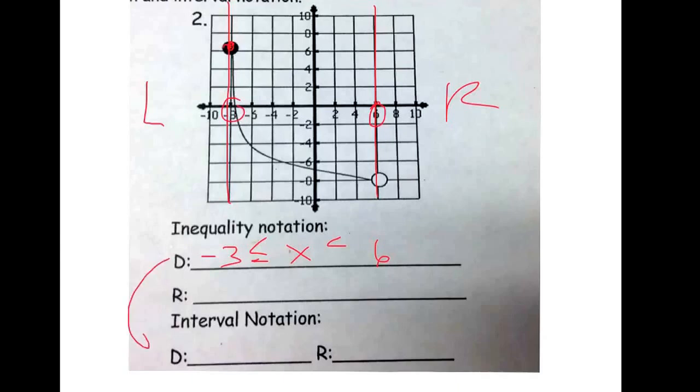Let's go ahead and go down and do our notation down here. Line under it means bracket. No line under it means parenthesis. We always have a comma. Starts at -3 and goes to 6.